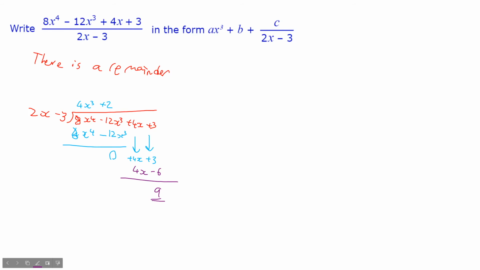So therefore, because we have a remainder 9, we can say that f(x) is equal to 4x^3 + 2, which is what we have on top, plus 9 over the factor that we have, which is 2x - 3. And that is our final answer.